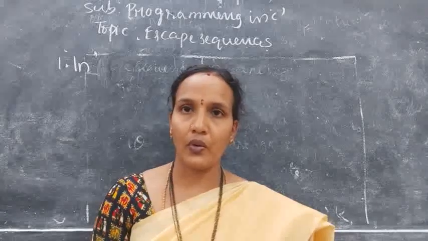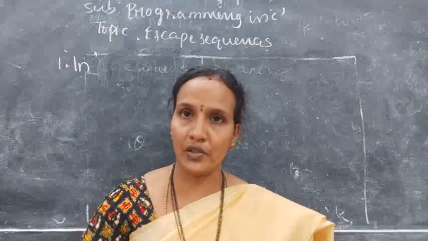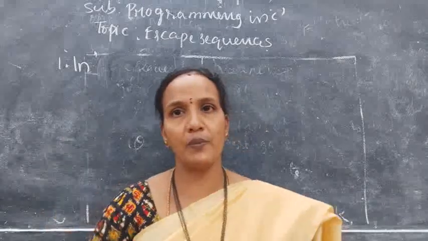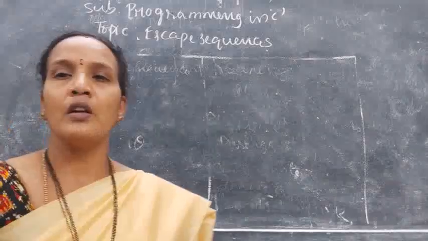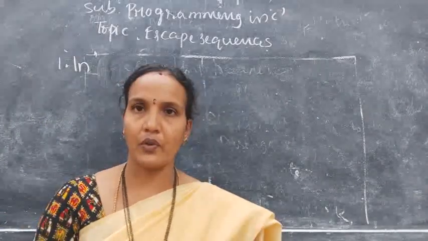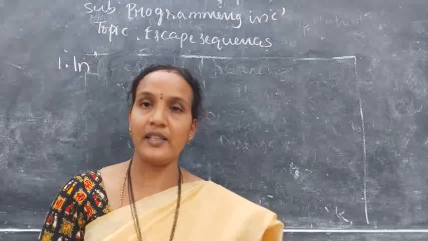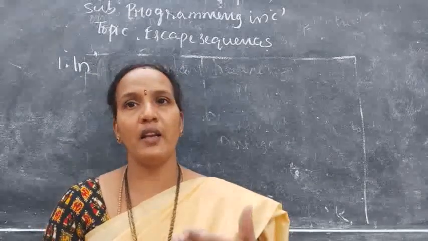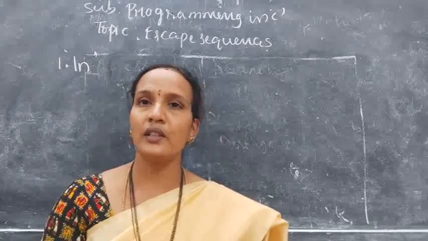What is the meaning of this escape sequence character? New line. Whatever string or value follows it is displayed in the next line, so it skips the cursor to the next line. Whatever string, value or character comes after this backslash n will be displayed in the next line.